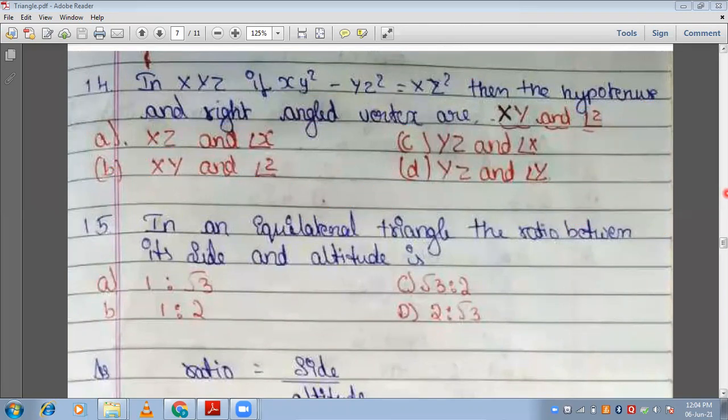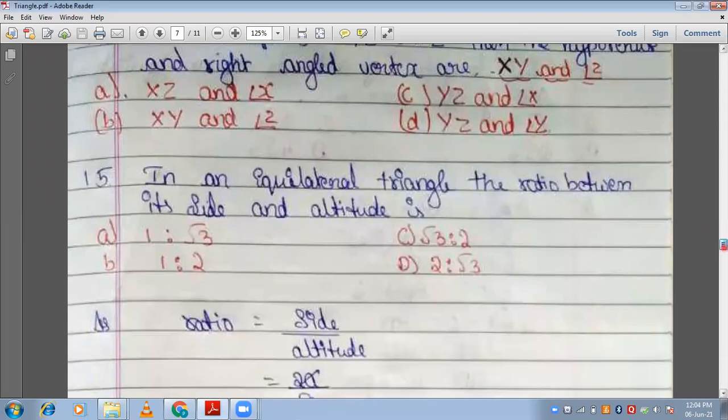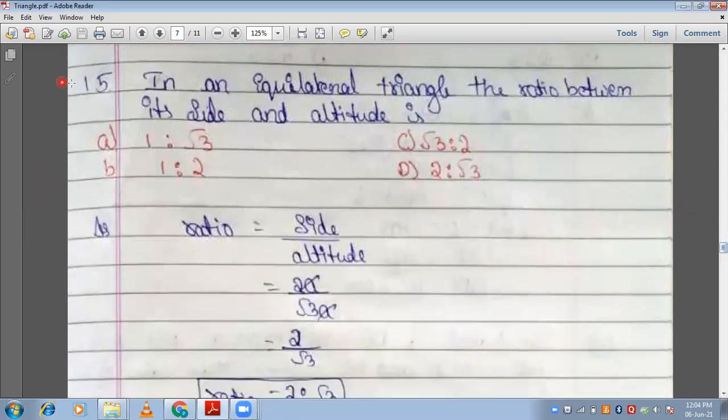So next question, 15th question. In an equilateral triangle, the ratio between its side and altitude is dash. So here, I will consider the side as 2a. This is an equilateral triangle.